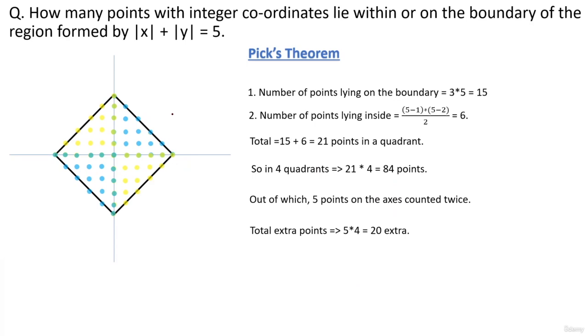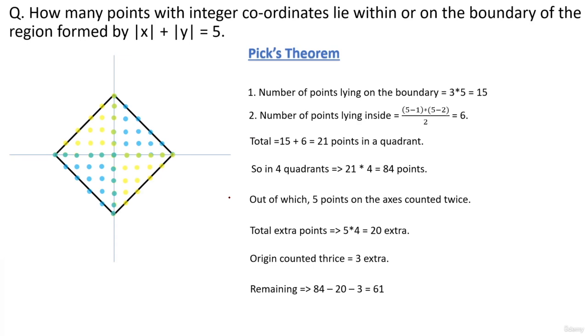That means what we'll do is we'll subtract 3 from this. Okay, so from 84 we subtract the 20 extra points and we subtract the 3 origins that we counted extra. The final number of points remaining is how much? 61. Okay, that means there are exactly 61 points which are lying on the boundary or in the interior of this particular region. Okay, I don't think it was difficult.